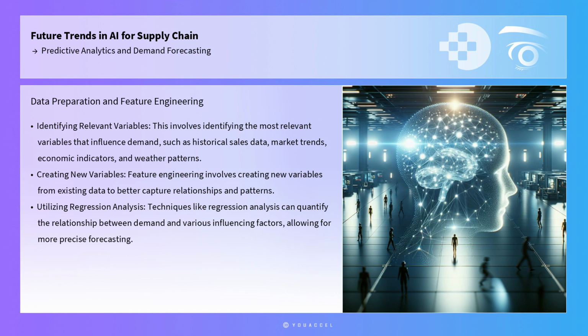Once data is prepared, feature selection and engineering come into play. This involves identifying the most relevant variables that influence demand, such as historical sales data, market trends, economic indicators, and weather patterns. Feature engineering, on the other hand, involves creating new variables from existing data to better capture relationships and patterns. Techniques like regression analysis and decision trees can be employed for this purpose. For instance, regression models can quantify the relationship between demand and various influencing factors, allowing for more precise forecasting.